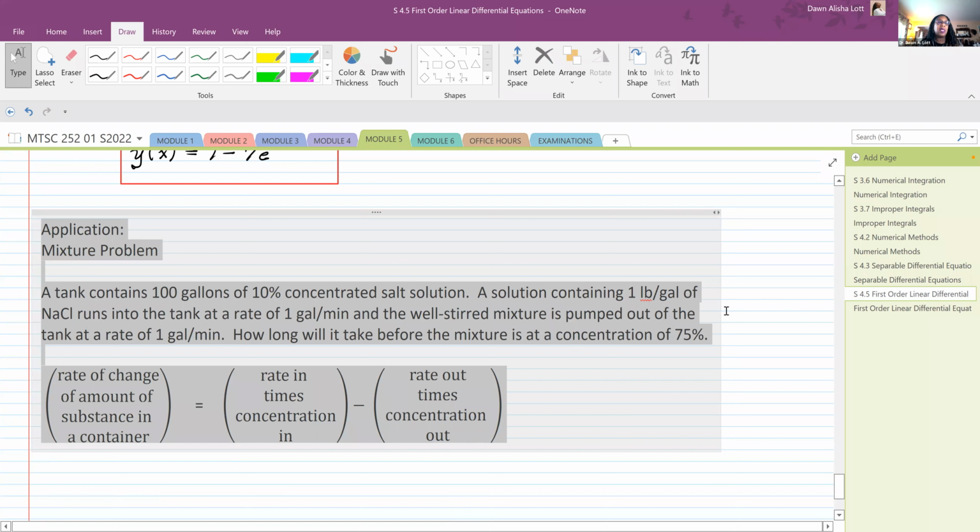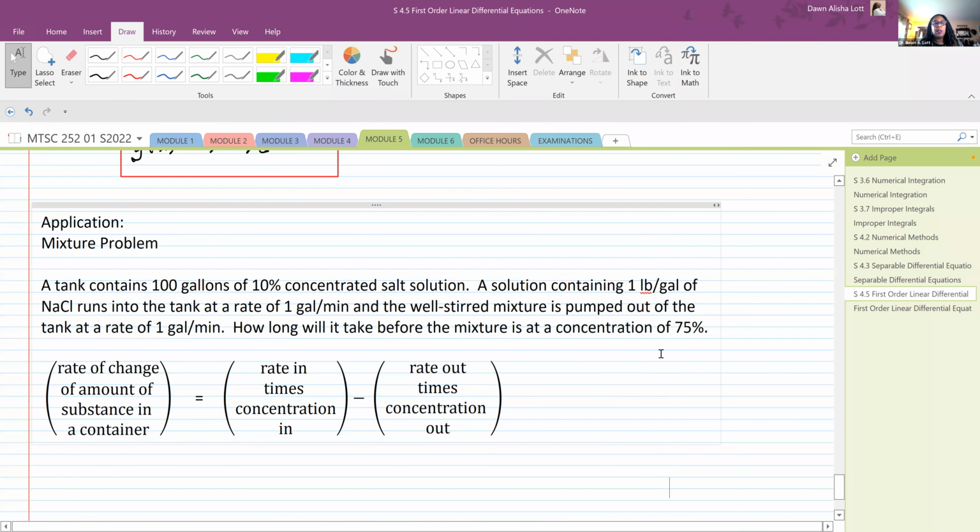A tank contains 100 gallons of a 10% salt solution. A solution containing 1 pound per gallon of sodium chloride runs into the tank at a rate of 1 gallon per minute, and the well-stirred mixture is pumped out of the tank at a rate of 1 gallon per minute. How long will it take before the mixture is at a concentration of 75%?